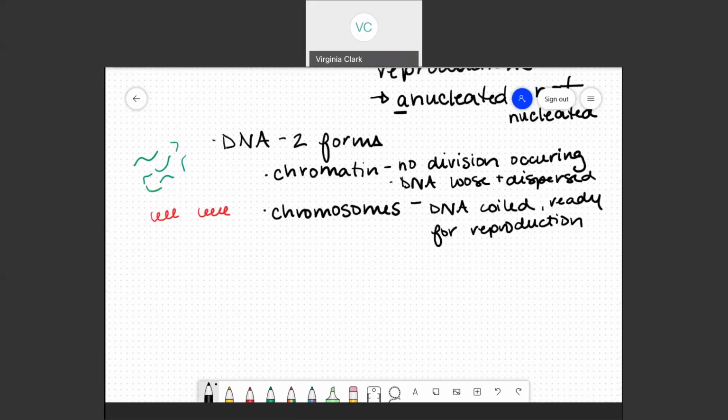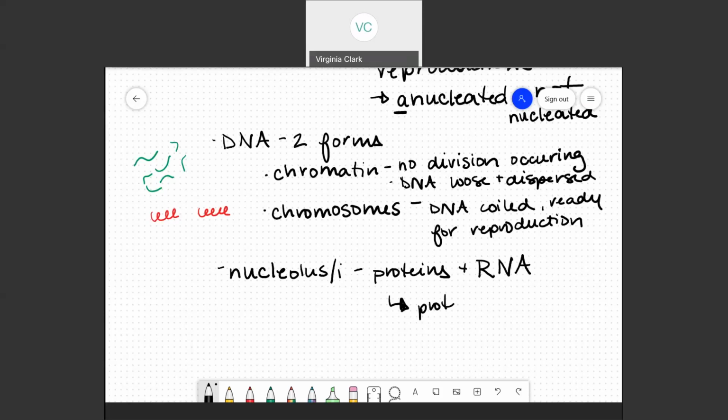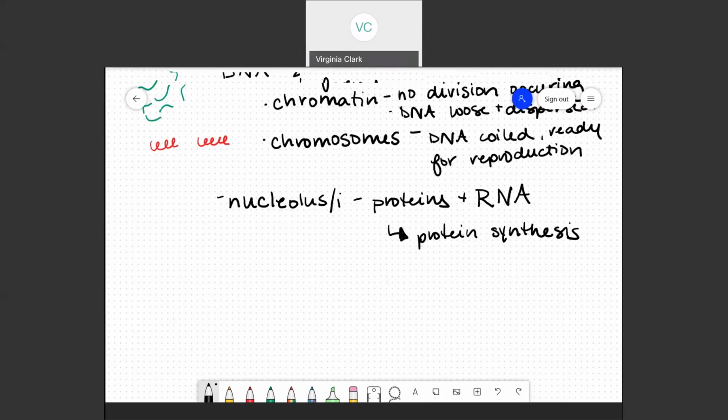Another important part of the nucleus is something called the nucleoli or nucleolus. You'll see those terms, nucleolus and nucleoli. This is where you will find specific proteins that are necessary for the reproduction of the DNA, and you will find your RNA, which is important for building new proteins. So this is basically a place where you will find the information for protein synthesis, and you will be able to create new proteins. That will become highly important a little bit later in the course.